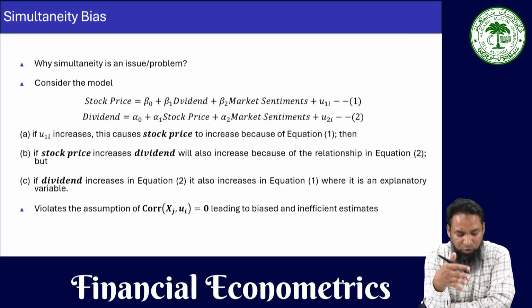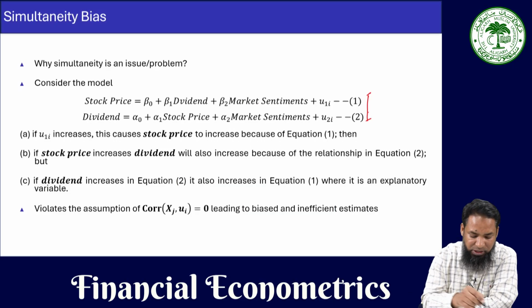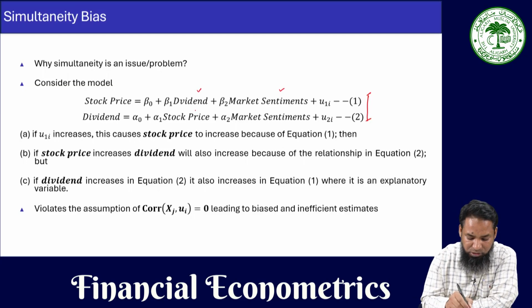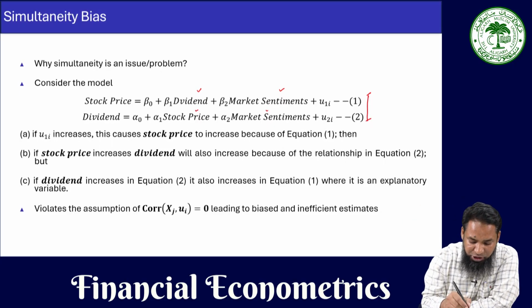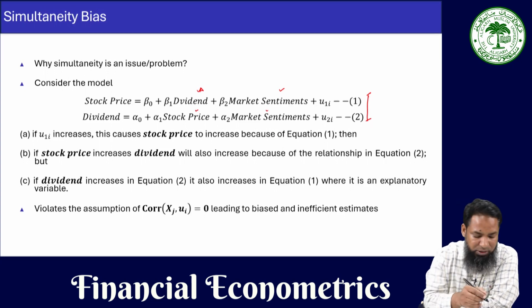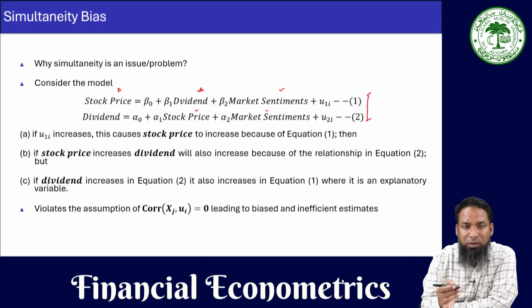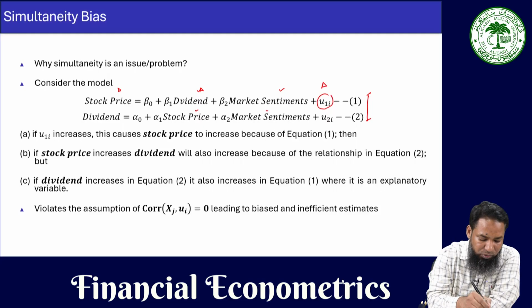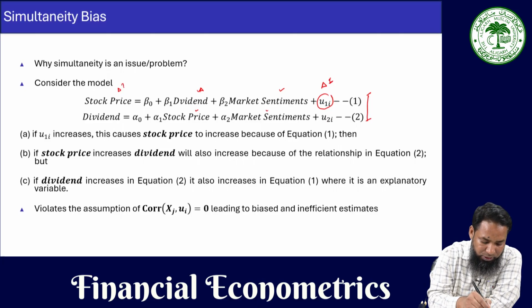So what is the simultaneity problem bias we have? Consider this particular model which we have discussed: the stock price depends on the dividend as well as the market sentiments, and the dividend depends on the stock price and the market sentiments. Now, let us see what happens. Let us say there is a change in the dividend. If there is a change in the dividend, the stock price will change. And in general, there is a change in this error term. So due to the change of this error term, we will have a change in the stock prices. Let us mark it here as 1.